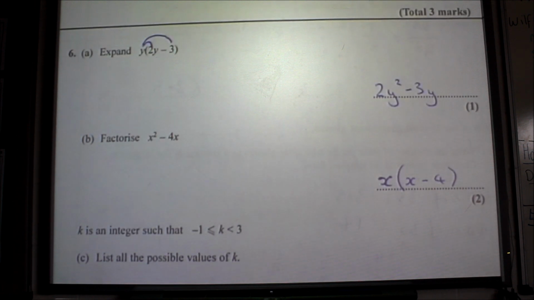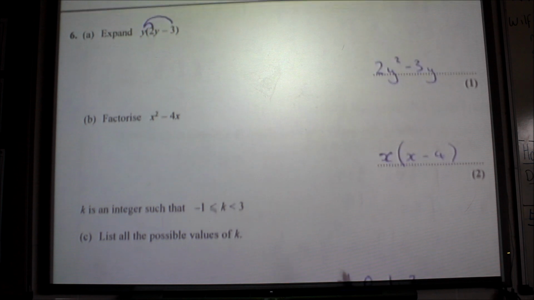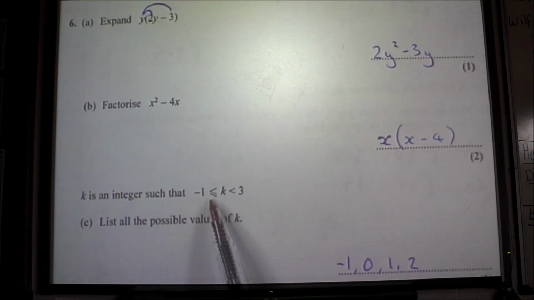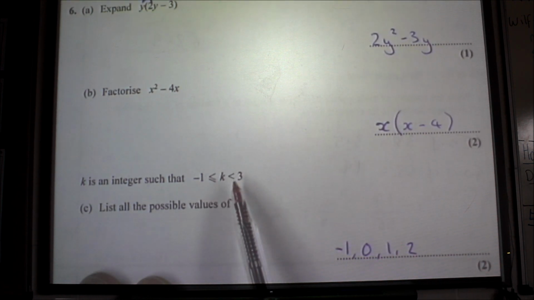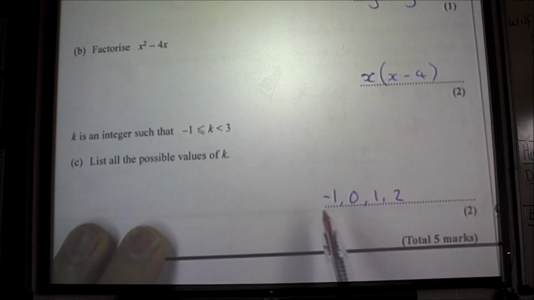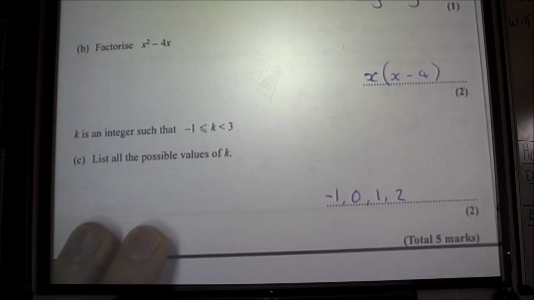K is an integer such that it is greater than or equal, that sign there means, to -1, but less than 3. So it can be -1, 0, 1 and 2.